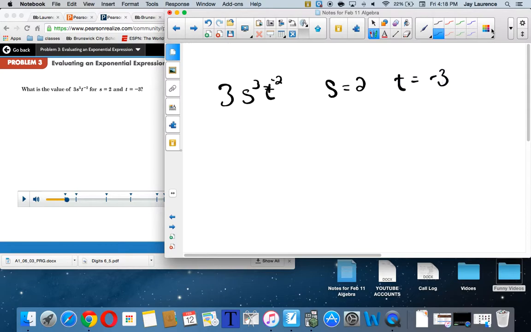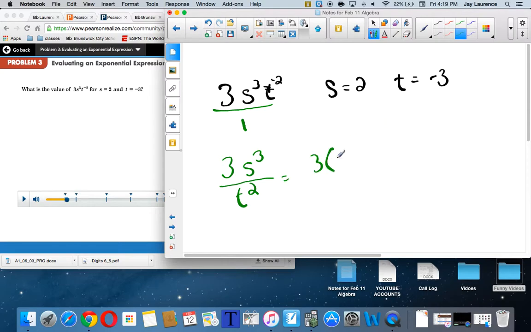Well, to do this, first thing I'm going to do is rewrite this so that there are only positive exponents. So the 3 has a positive exponent, he'll stay put. The s cubed has a positive exponent. But the t to the negative second will drop to the denominator. So I'm trying to write this better. There we go. And so then we're going to get a t squared here, right? And so now I'm going to substitute in.